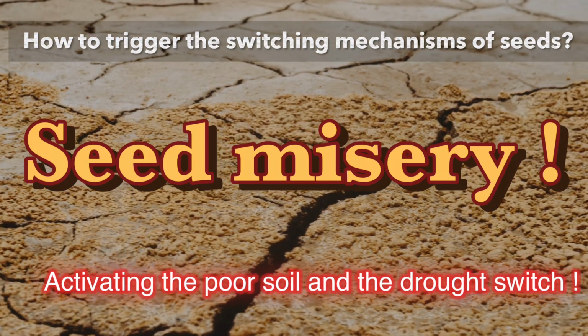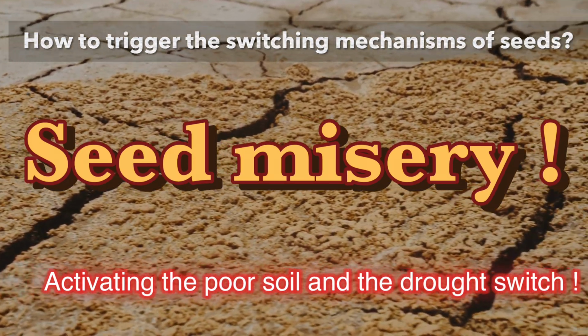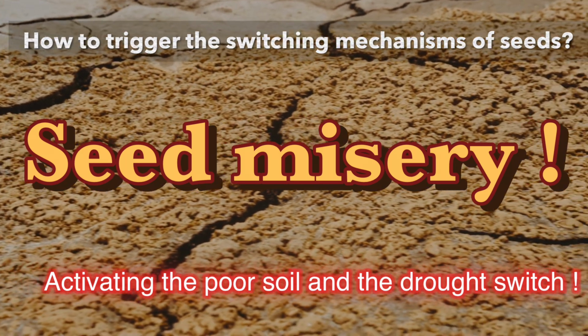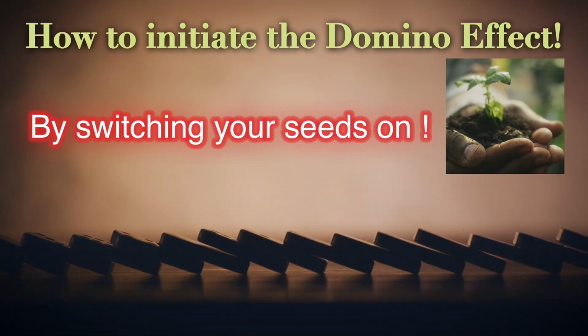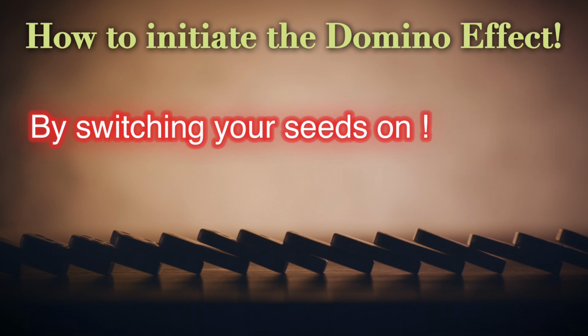How to trigger the switching mechanism of seeds. Seed misery: forcing seeds to struggle. Activating the poor soil and drought switch. How to initiate the domino effect by switching your seeds on.